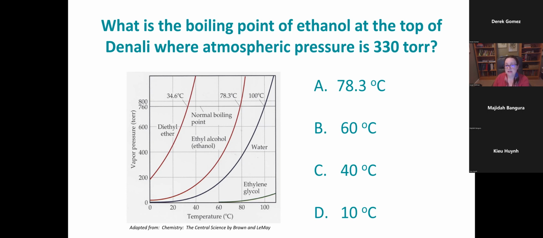Okay. So we're going to go to atmospheric pressure, which is 330 torr. We're going to find on our axis that shows vapor pressure where 330 torr is, and then go straight across to that vapor pressure line. Because when the vapor pressure equals 330 torr, ethanol will boil under those conditions. And that happens around 60 degrees.